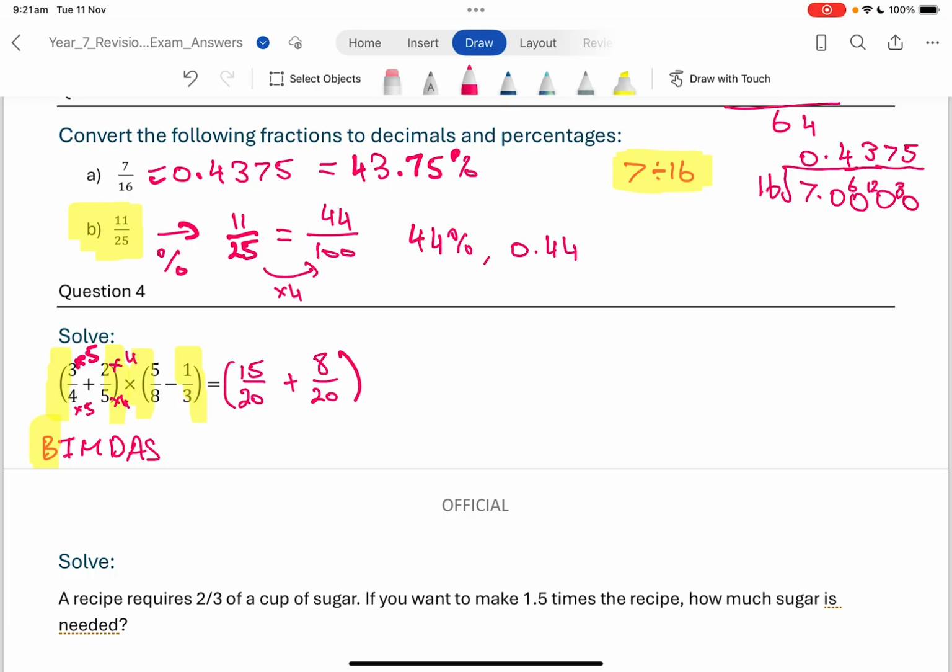Then for the 8 and 3, our common multiple is going to be 24. So the common denominator would be 24.